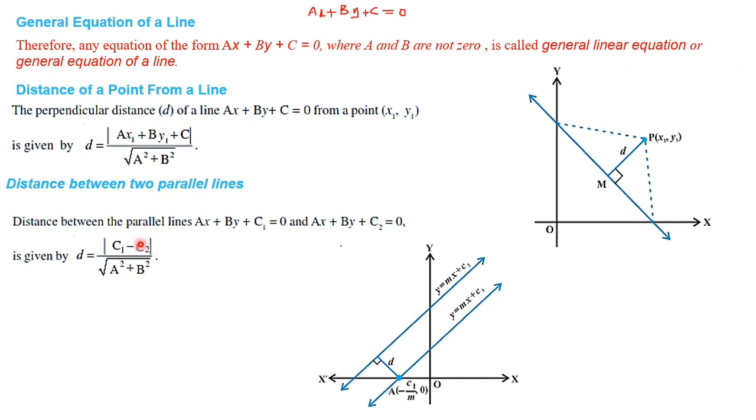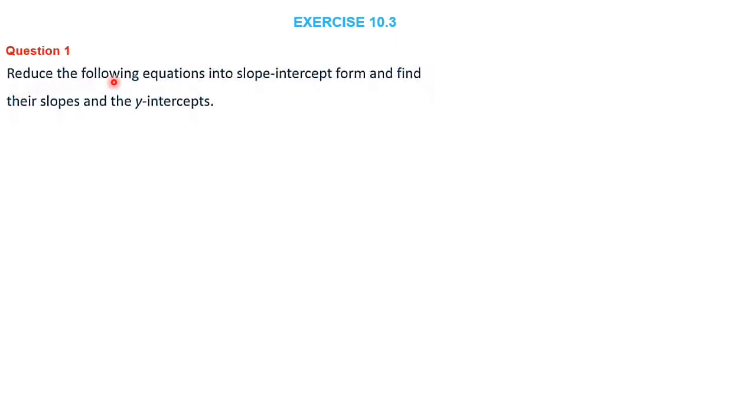So these two formulas you have to keep in mind. Next, we shall discuss problems from exercise number 10.3. First question: reduce the following equations into slope intercept form and find their slopes and y-intercepts. There will be a given equation, and we have to change it into slope intercept form. Slope intercept form means y is equal to mx plus c, and find their slopes and y-intercepts.